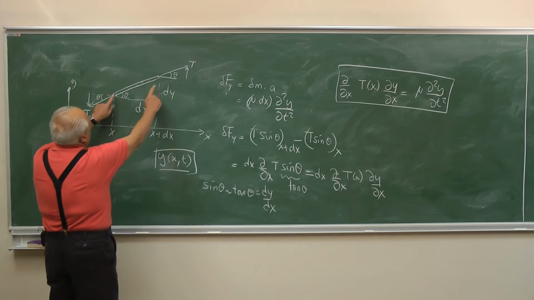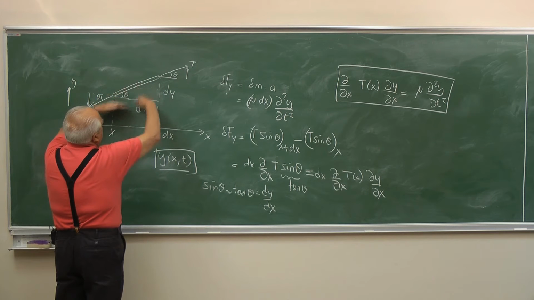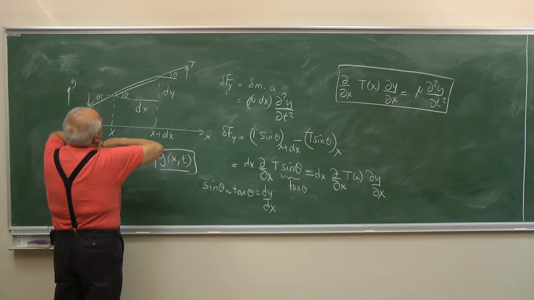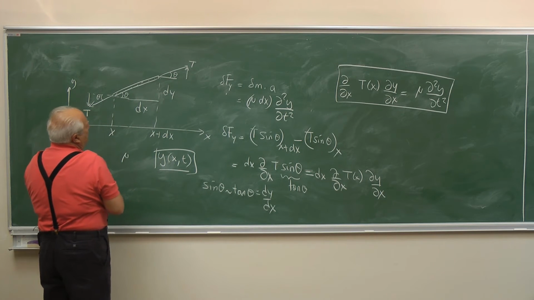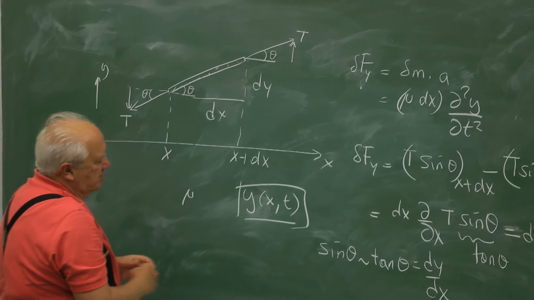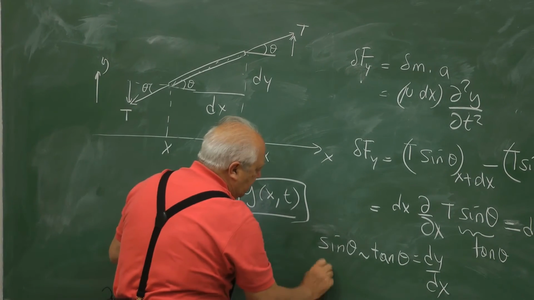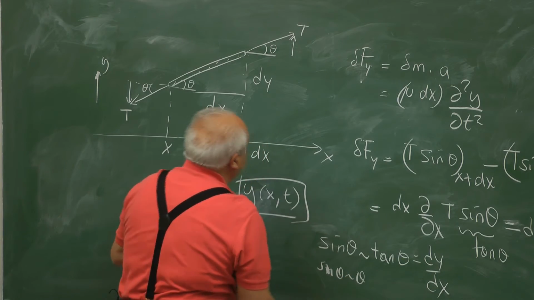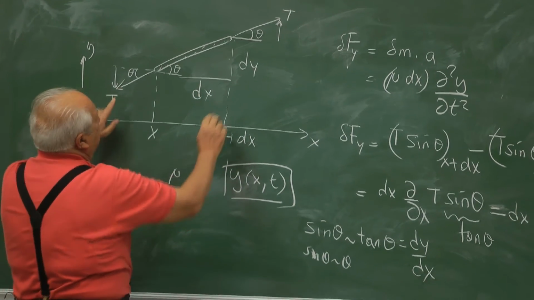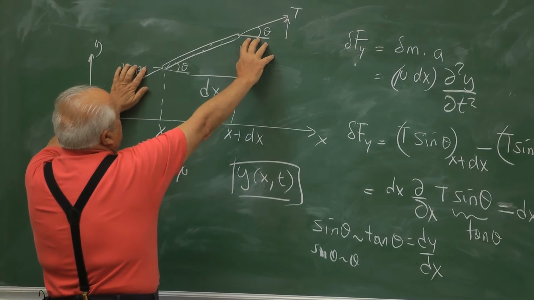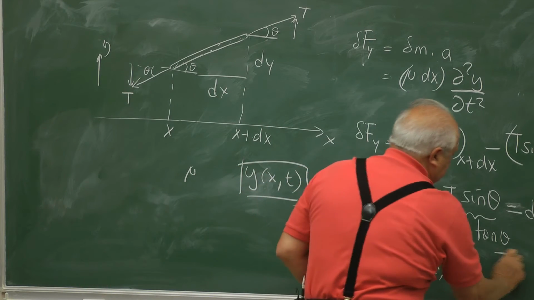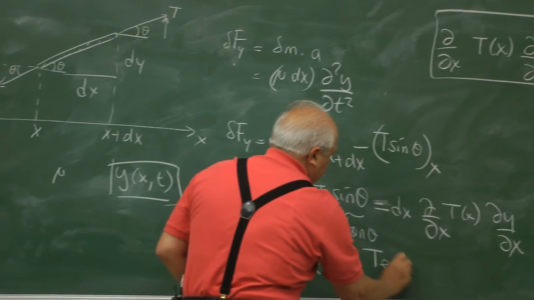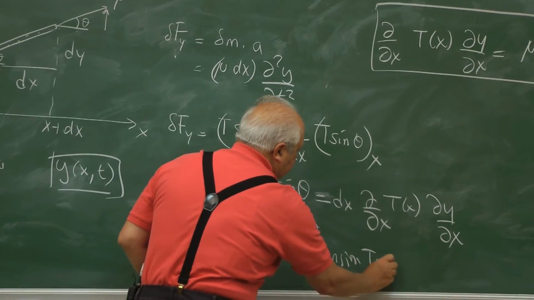Notice that although this piece is vibrating or moving up and down, it cannot move sideways to the right or to the left. And to this approximation, when sine theta is like theta, the forces here are equal, and we can take tension T to be constant.